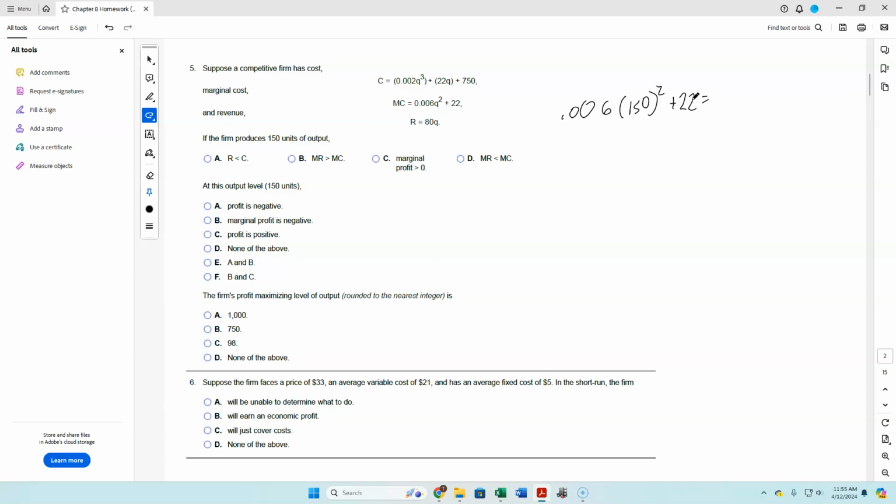Plus 22. Okay. And then marginal revenue. If I took the first derivative of this, the marginal revenue would just be 80, right? Because it would be with respect to Q.